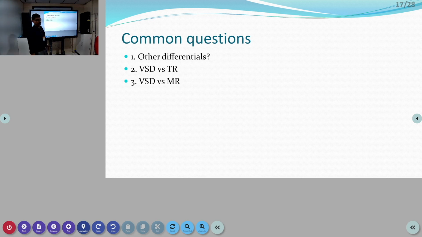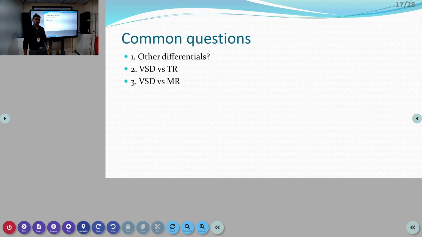Now, a common question in VSD cases is, what are the other differentials for a VSD case? So, it is actually the differentials of a pansystolic murmur in the tricuspid area. Here, you have tricuspid regurgitation as one of the differential diagnoses. The other differential diagnosis is a mitral regurgitation murmur radiating from the mitral area. Now, the other question they will ask is, how do you differentiate a ventricular septal defect murmur from a tricuspid regurgitation murmur?